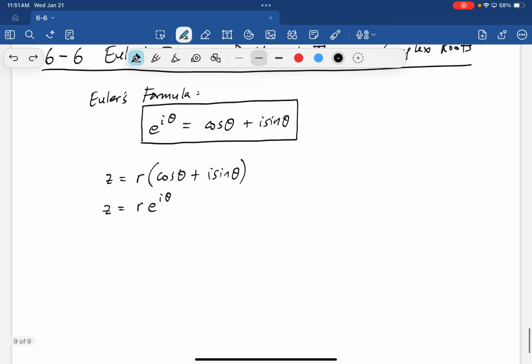Anyhow, Euler's formula can be used to derive Euler's identity, which many people love for its beauty, once again. Euler's identity is e to the i pi equals -1. You might see this on t-shirts sometimes.